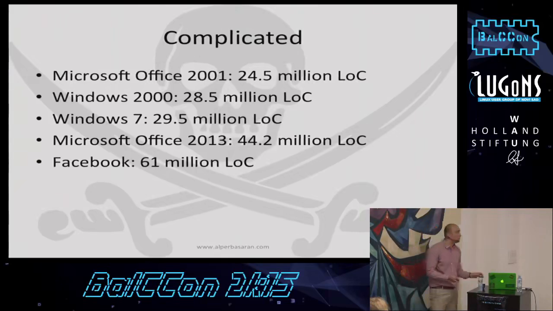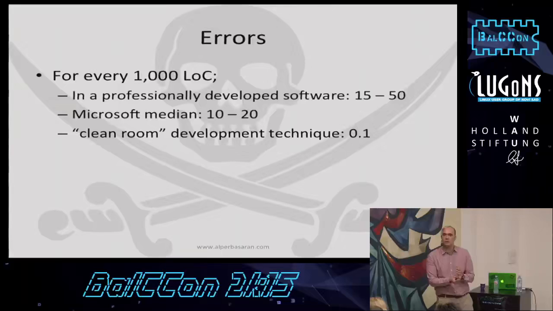So why would these lines of code be interesting? Because statistics show that on any piece of software that was sold or distributed professionally, there are between 15 and 50 errors for every 1,000 lines of code. So that's why lines of code is an important parameter for us.